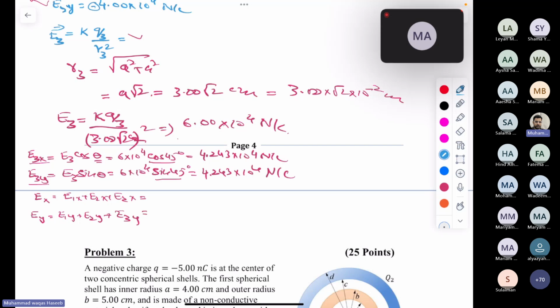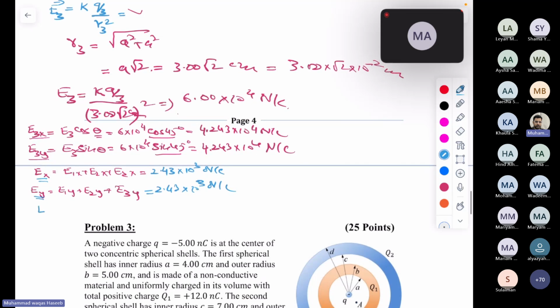So when we calculate these two by putting the values into it, we will get Ex along x is 2.43 × 10^3 Newton per coulomb, and Ey is the same as well, 2.43 × 10^3 Newton per coulomb. So now we have Ex and Ey.